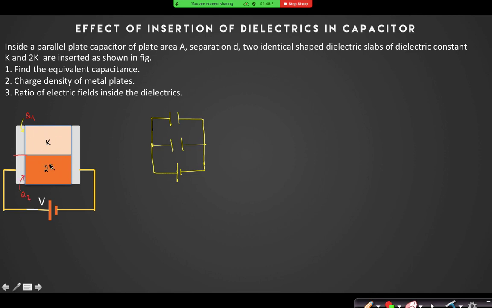My purpose in taking Q1, Q2 different is that the electric field should be the same in both the dielectrics. Why should the electric field be the same? Because the electric field is given by V by D. As D is the same, V is the same. So the electric field for both of them is the same.